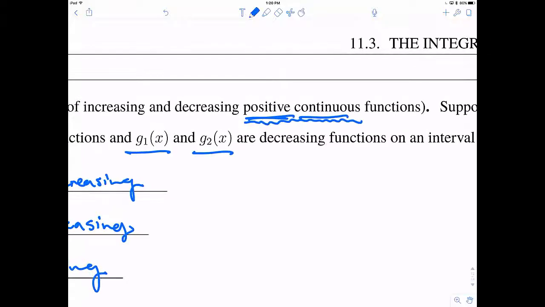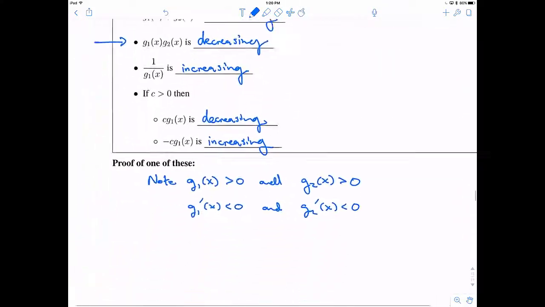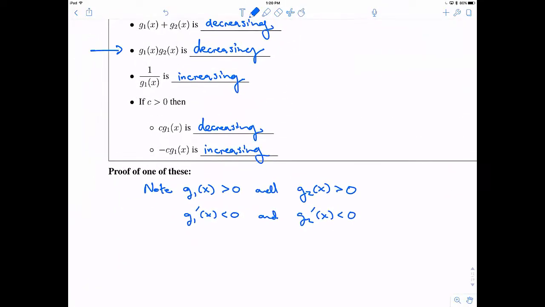Why is this? Well, it's because they're decreasing functions, right? So decreasing means that their derivative is going to be negative. Okay, so now let's go ahead and observe that we want to show that their product is decreasing. So we want to show that the product has a negative derivative. So I'm going to try to take the derivative, and hopefully it'll be negative. And if it is, well, then I know it's decreasing.